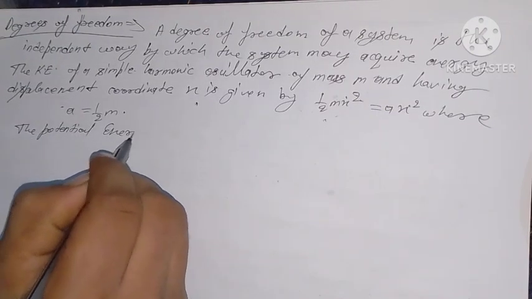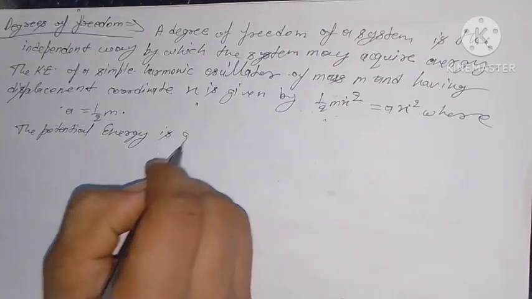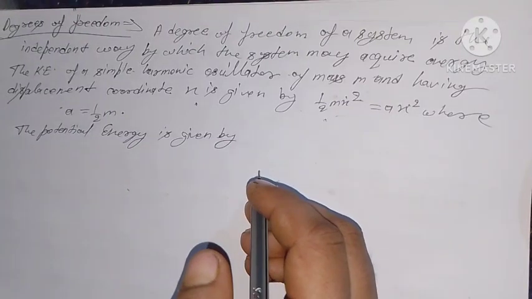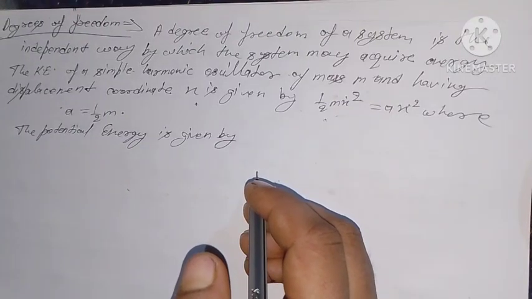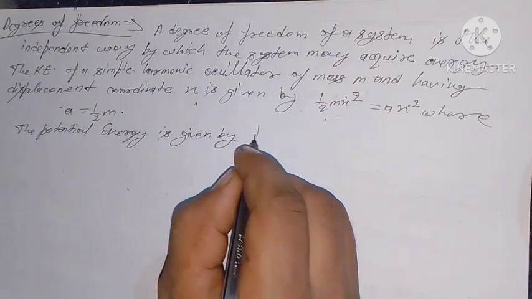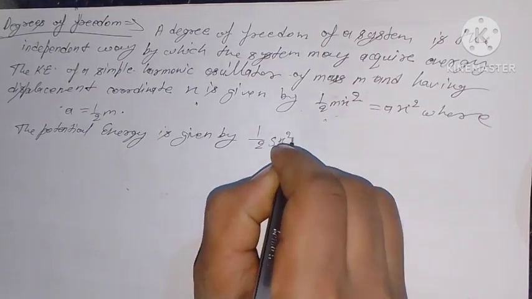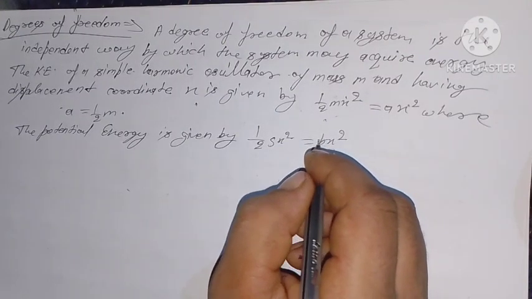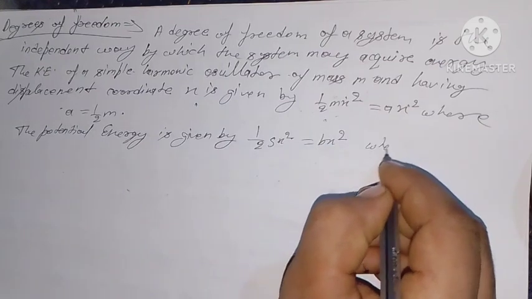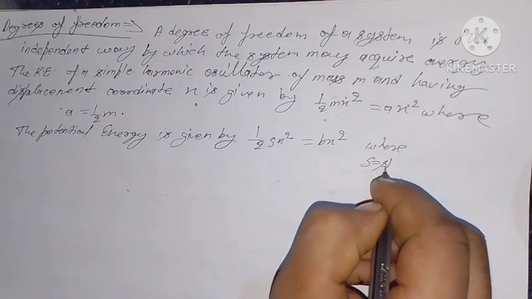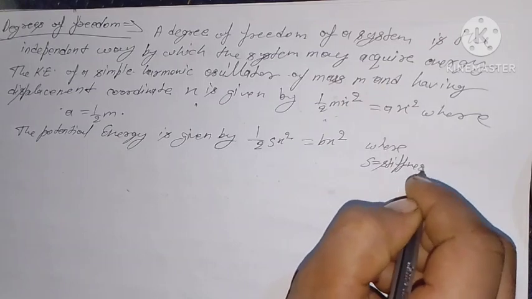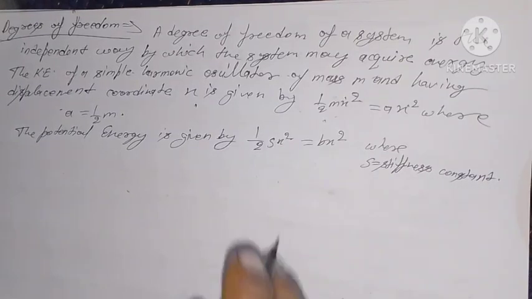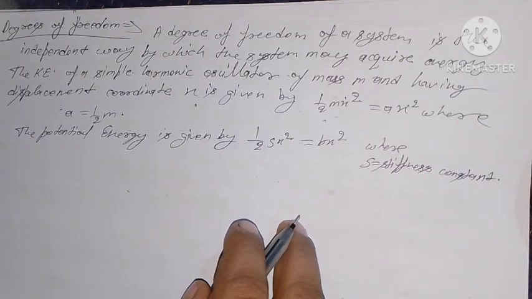The potential energy is given by 1/2 s x^2, equal to b x^2, where s is the stiffness constant.